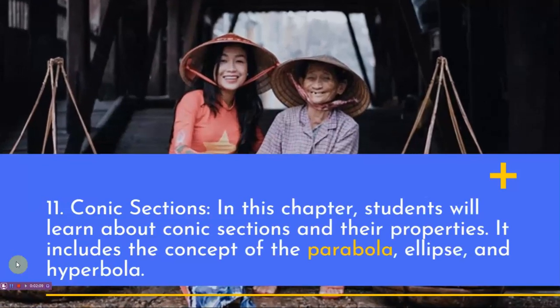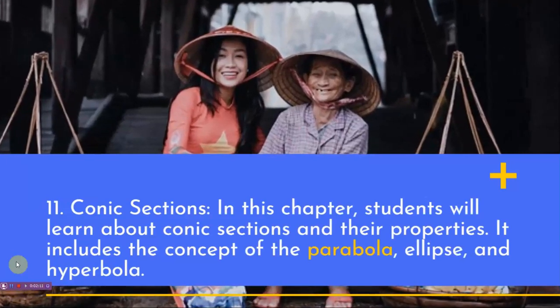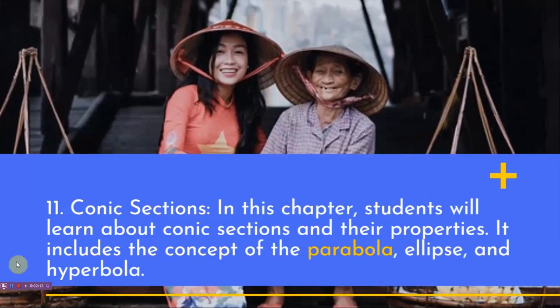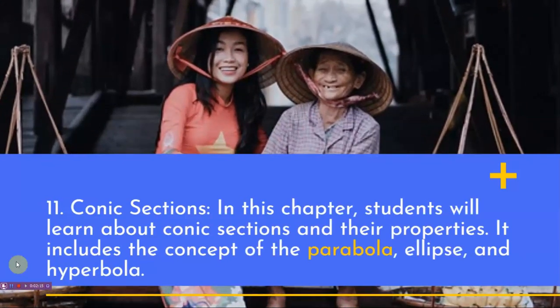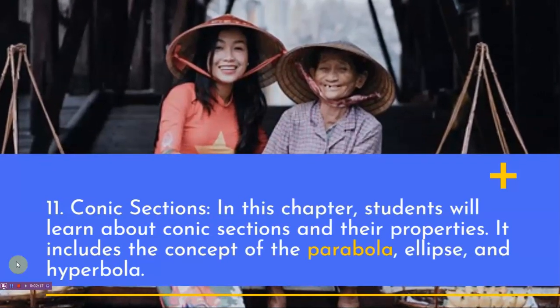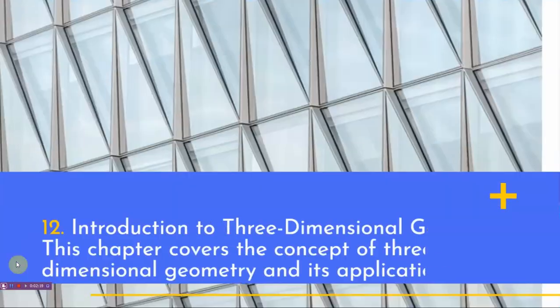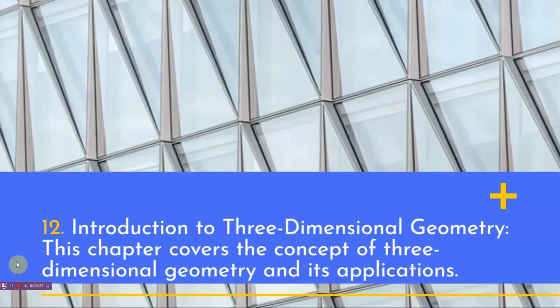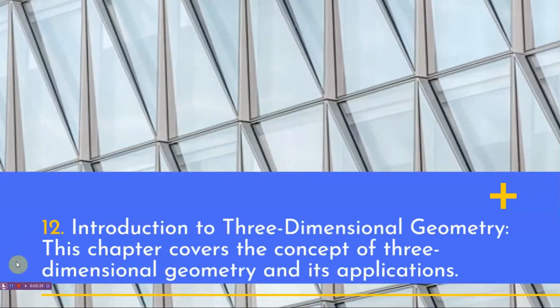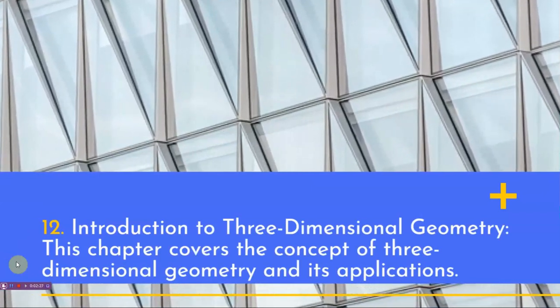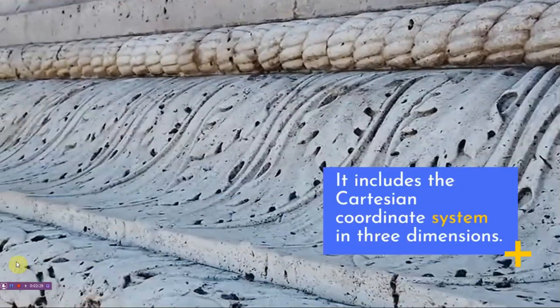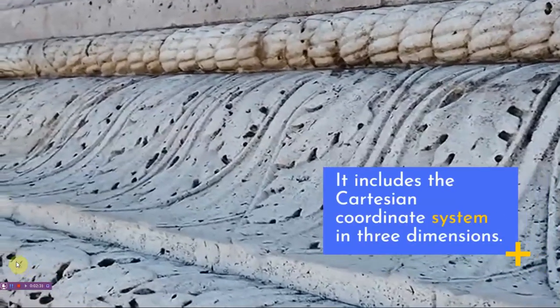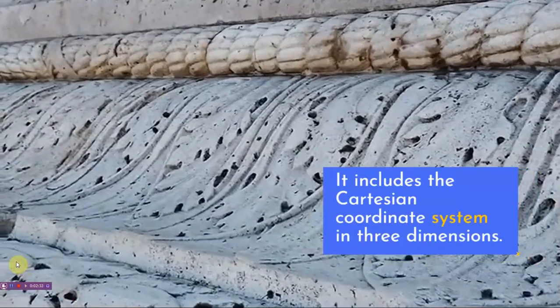11. Conic sections. In this chapter, students will learn about conic sections and their properties. It includes the concept of the parabola, ellipse, and hyperbola. 12. Introduction to three-dimensional geometry. This chapter covers the concept of three-dimensional geometry and its applications. It includes the Cartesian coordinate system in 3 dimensions.